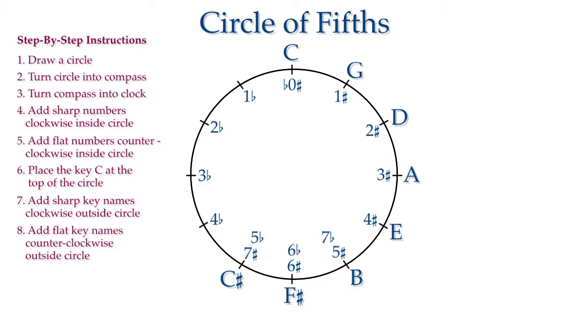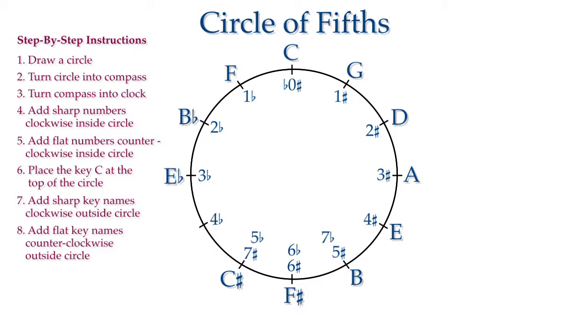The final step is to add the flat key names counterclockwise. In the 11 o'clock position with 1 flat is the tonic F. Just as C is the 5th note of the F major scale, F is the 5th note of the B flat major scale, the next key counterclockwise with 2 flats.